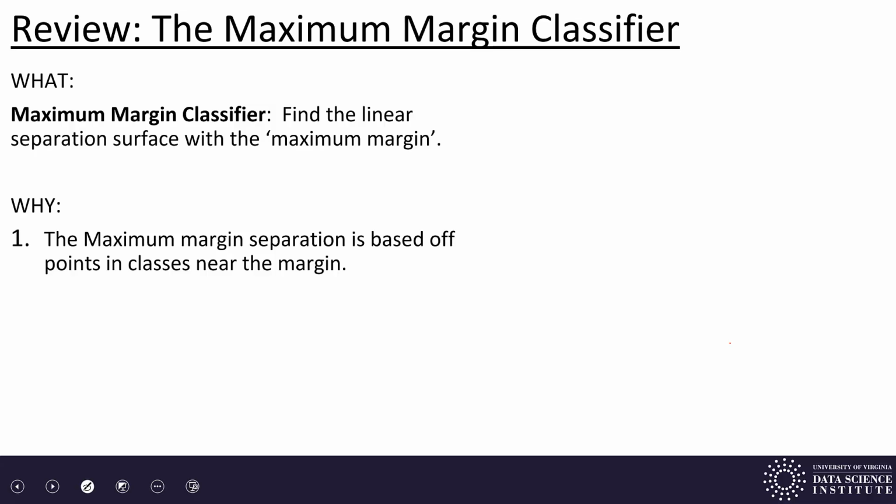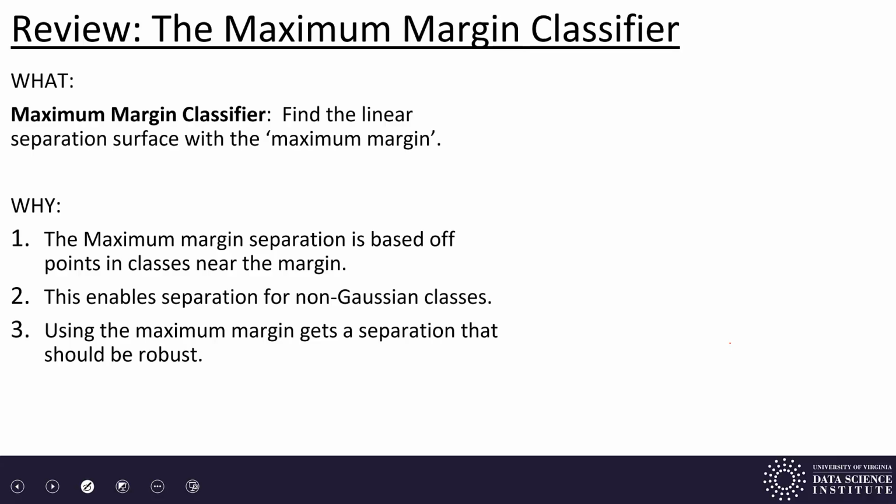Why would we do this? The maximum margin separation is based off the points in the class near the margin. So there's some good motivation for this: it separates using the points that matter most, the points that are likely to be unclassified or classified improperly. This enables separation for non-Gaussian classes, right? If my data classes were each Gaussian distributions, I would just use LDA, right? That's going to give you something that's very close to the Bayes optimal separation surface, and it's hard to beat for things that are Gaussian. But for non-Gaussian, maximum margin classifier provides potential benefit.